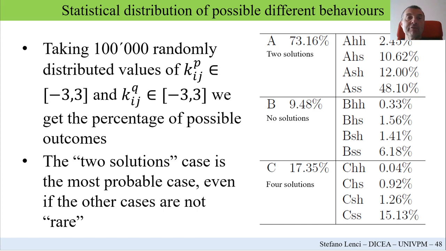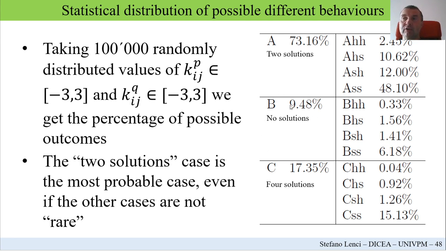Now, if you randomly take your stiffnesses, which one, A, B, or C, is the most probable case? Okay, what we get is this one. The two-solution case, which is the most expected indeed, is in fact the most probable. 73% of possibility: randomly choosing the stiffnesses provides this kind of solution. Within this, the softening case is the most probable, while the hardening case is very, very improbable. But the probability is not zero. Small but larger than zero.